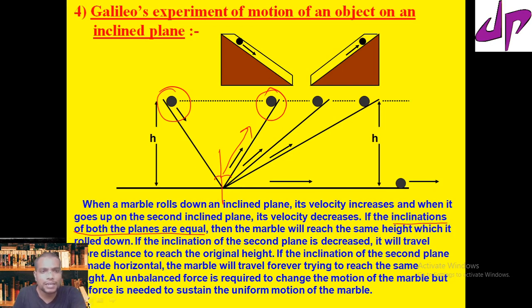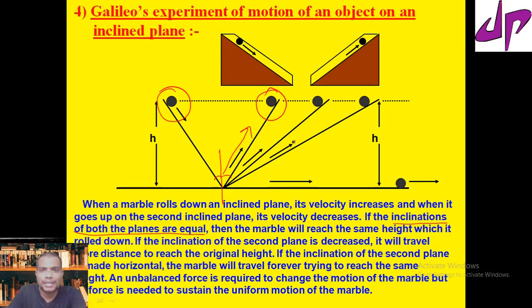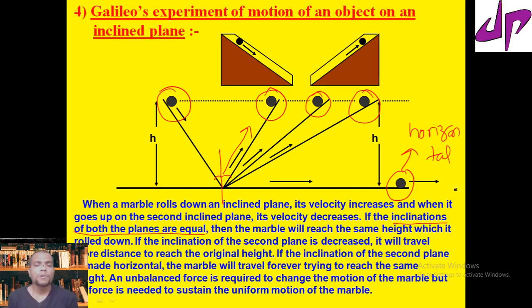For the second case, if the inclination has changed, again the marble wants to reach the same height. For the third case, it is also the same height. So if you change the angles, the marble still wants to reach the same height. Finally, if you make the inclined plane horizontal, the marble will travel forever, trying to reach the same height. So from these observations, Galileo concluded that an unbalanced force is required to change the motion of the marble.